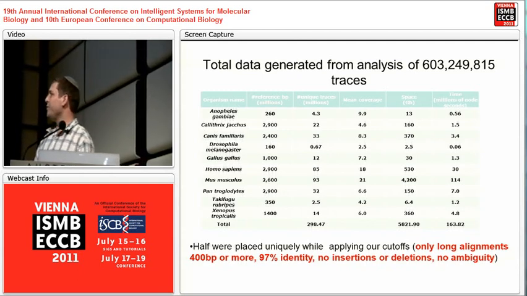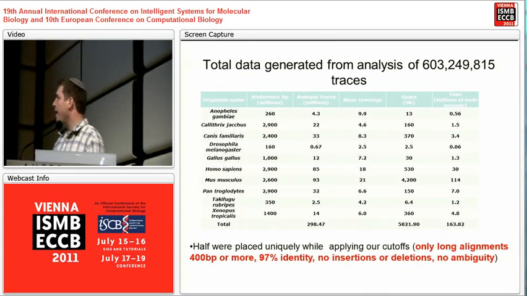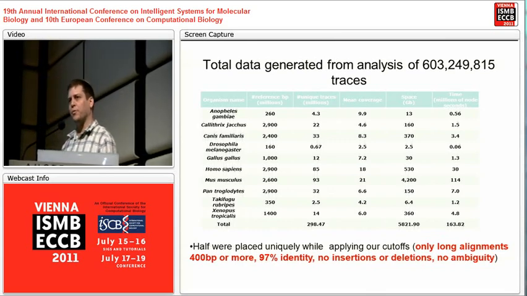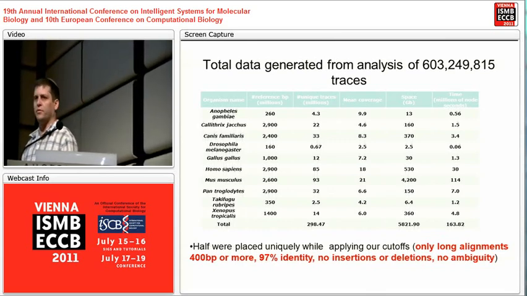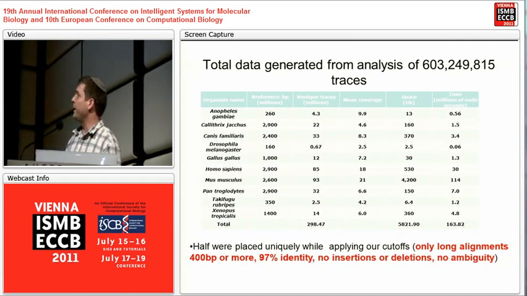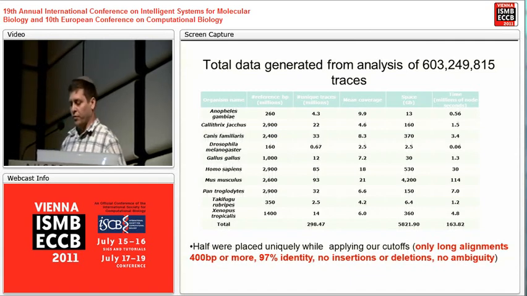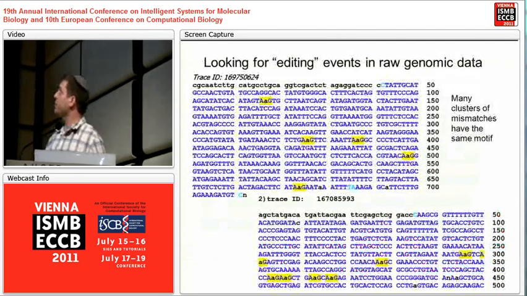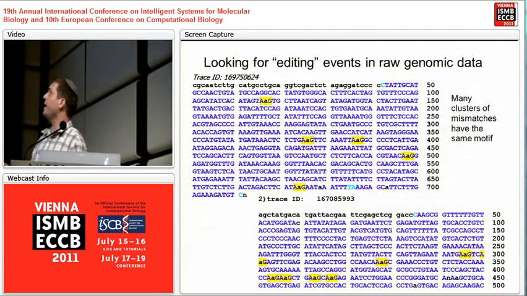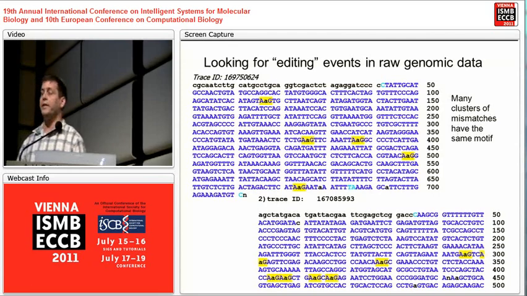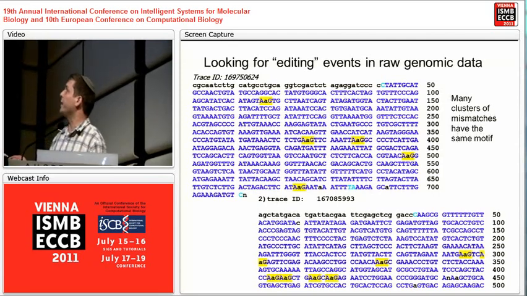And we didn't allow even one single insertion or deletion. And if there was any doubt about the genomic location, we didn't take it. So we ran this procedure on 10 genomes, and we started receiving clusters that actually looked very nice, like a result of DNA editing. For example, here you can see a trace.